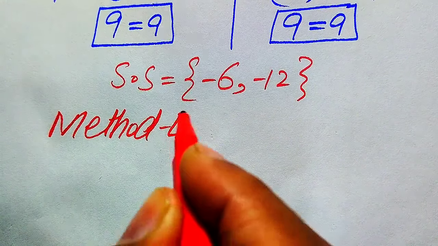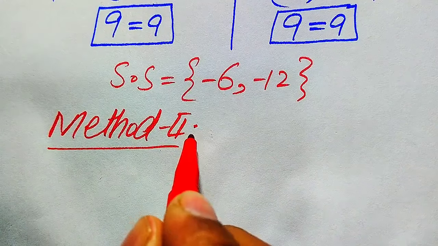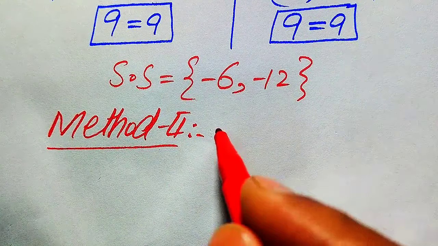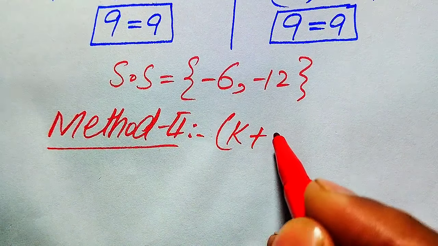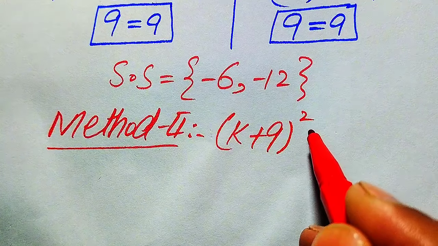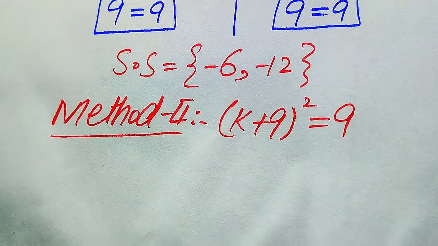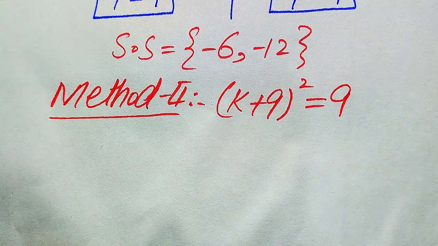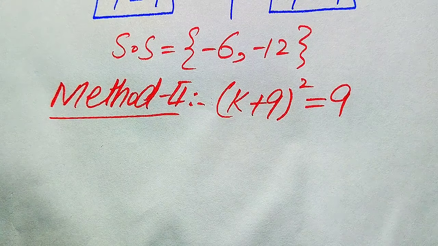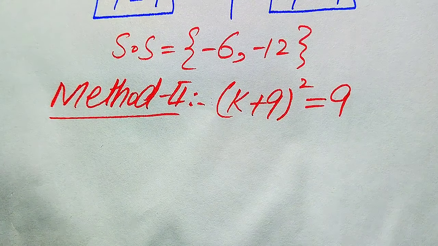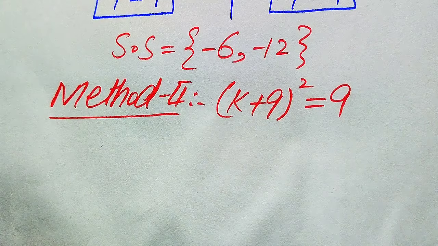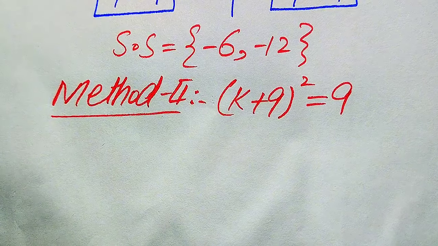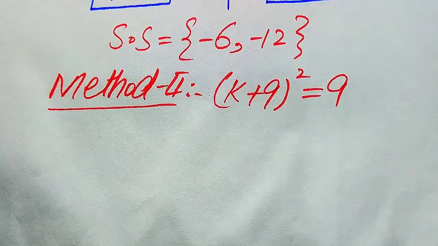In the second method, we need to copy down the given question statement here. It is (k plus 9) whole squared is equal to 9. So in the second method, this is the quickest, or we use a different approach or technique to find the roots of the given equation.